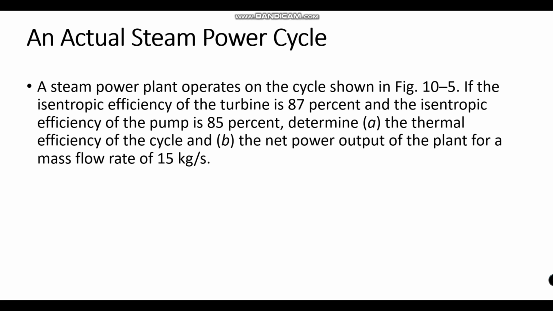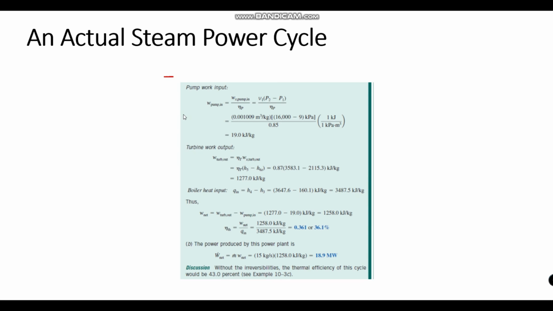Thus, these losses mean that we are losing some part of the usable energy. For example, the actual steam turbine is calculated with this formula. In this example, a steam power plant operates on the cycle shown in figure 10.5. I showed the picture. If the isentropic efficiency of the turbine is 87% and the isentropic efficiency of the pump is 85%, determine the thermal efficiency of the cycle and net power output of the plant for a mass flow rate of 50 kg per second.